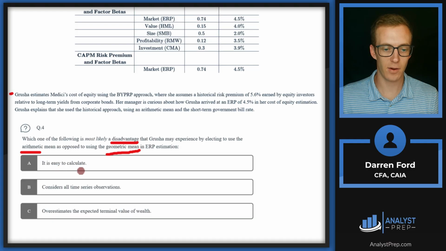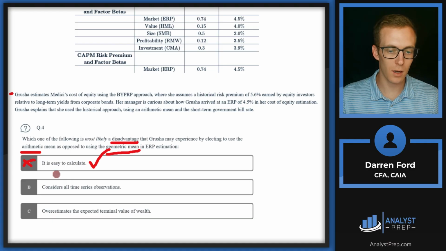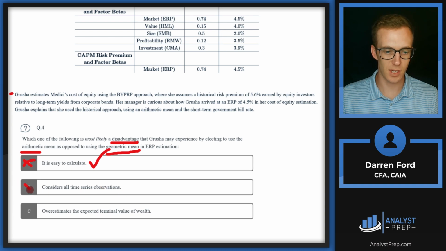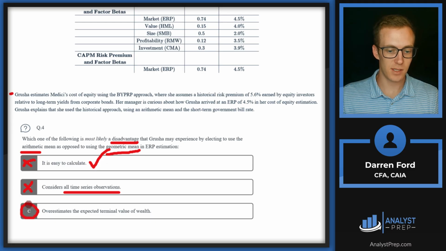So we've got A, easy to calculate. So we can rule that out. That's not a disadvantage. That's actually an advantage, since it's just a simple average: you can take your numbers and divide by the number of observations. Geometric mean is a little more calculation intensive. B, considers all time series observations. Again, this is going to be an advantage, being able to consider all the time series observations. So that leaves us with C, overestimates the expected terminal value of wealth, and that is going to be correct. And the reason for that is compounding.